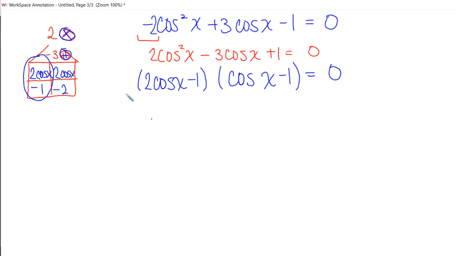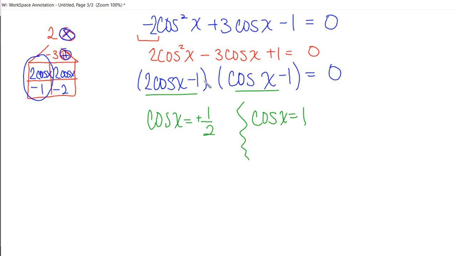And this will become cosine of x equal 1/2, because you move 1 to the other side and divide by 2. And this is cosine of x equal 1. Remember, we're setting both of these parentheses equal 0 and solving it out. And I'm skipping some steps, but I know you can follow along. If I'm going too fast, please pause the video and just catch up as you go.